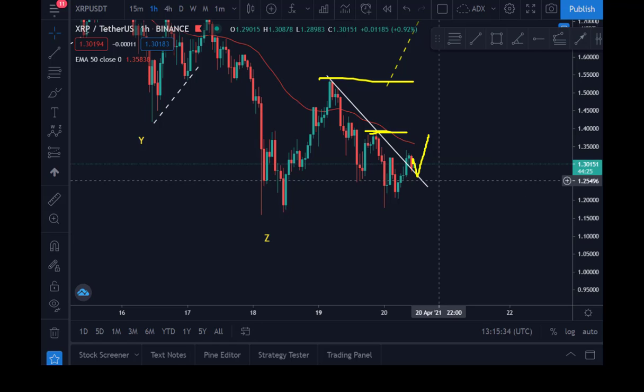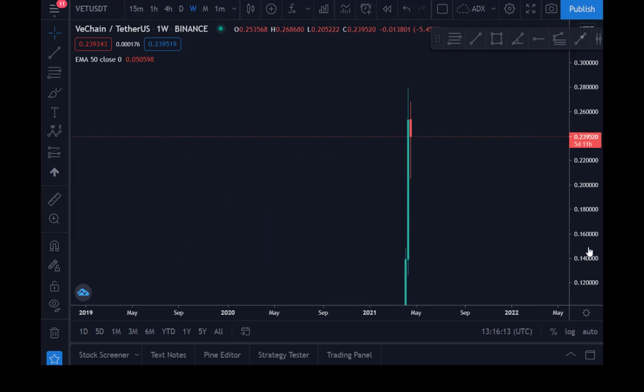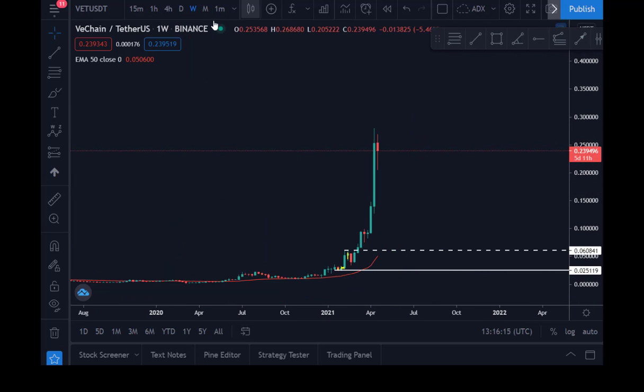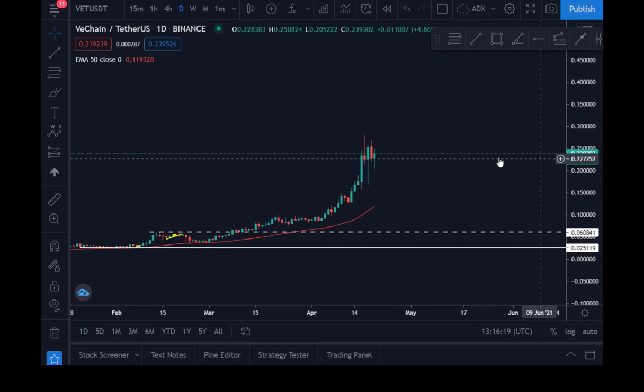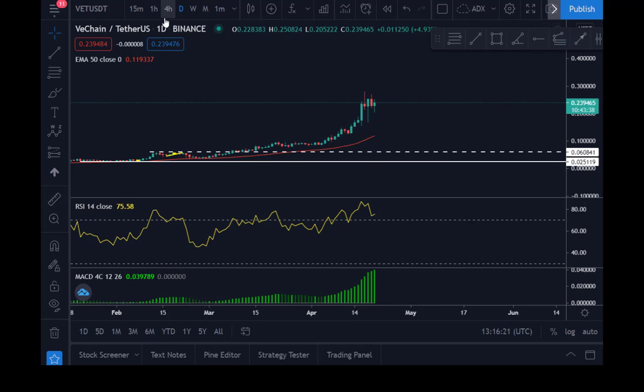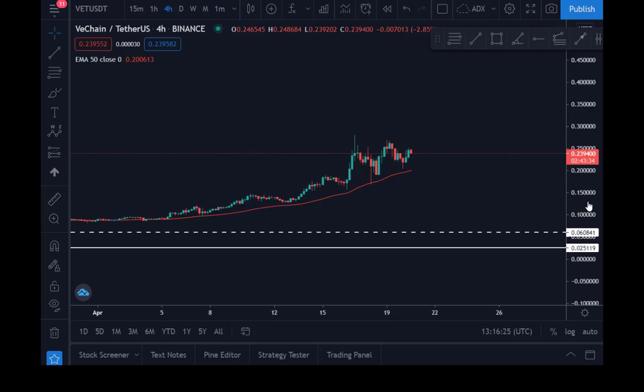So let's take a look at this other coin that people are asking about. I think the VET, the VeChain. Let's take a look at VeChain. This has given us a potential profit. Now on the weekly, nothing to sell. On the daily, nothing to sell. Let's go to 4 hours and see what it is telling us.